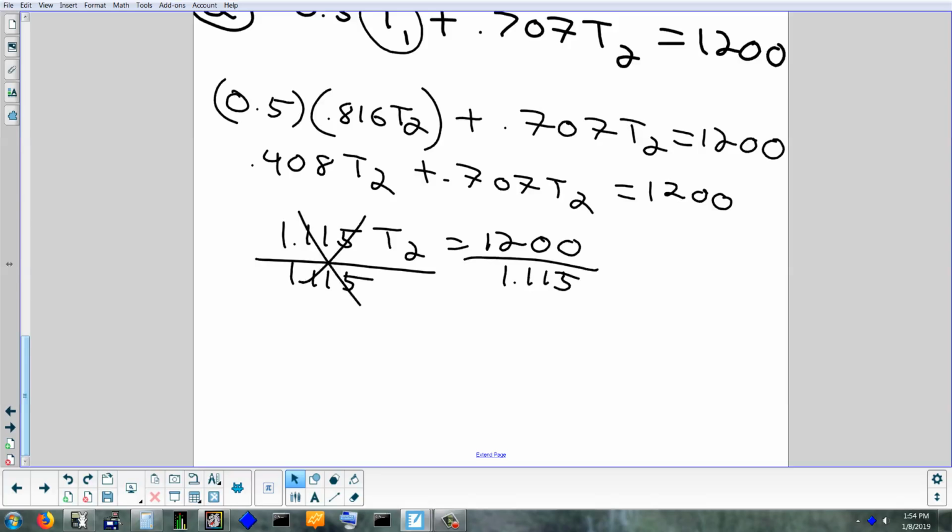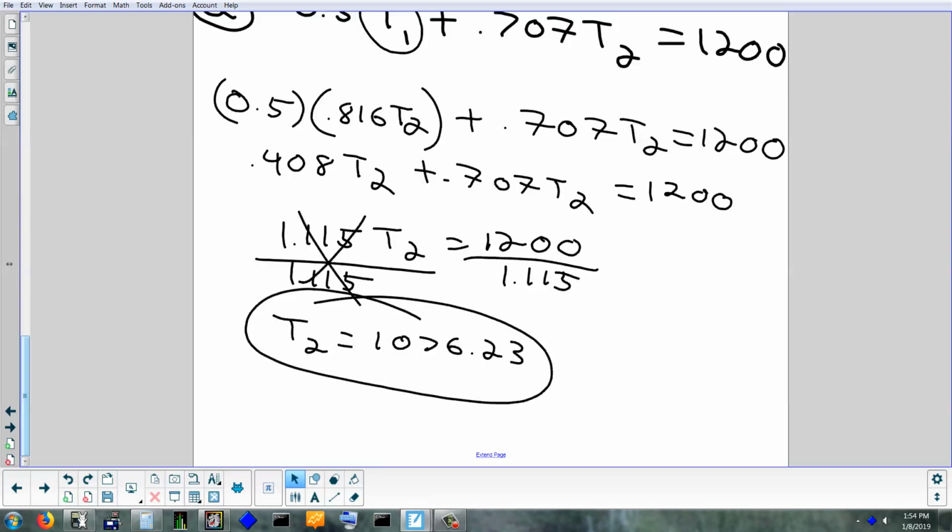And if you can get the tension in cable 2, that's good enough. Don't worry about the tension in cable 1. So what is the tension in the second cable? It's less than 1200. I don't know what. 1076.23. That's approximate, roughly. If you can get that tension, that's good.